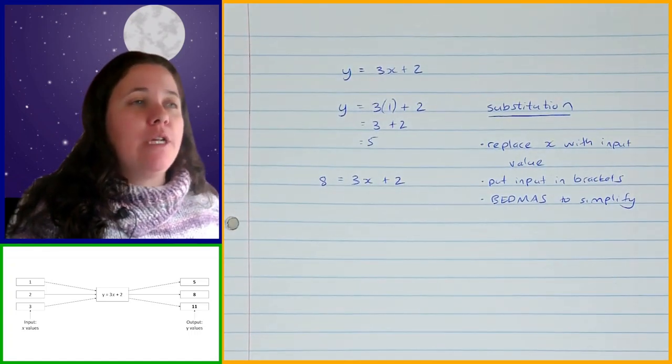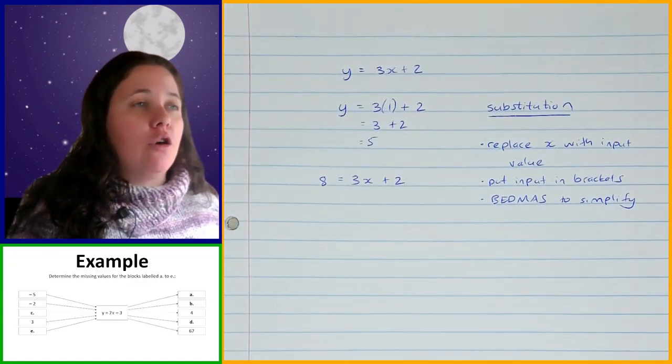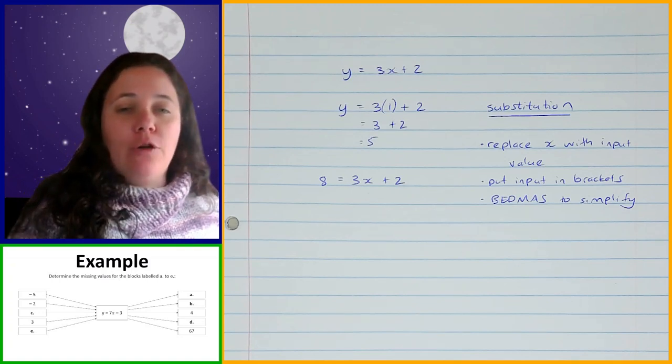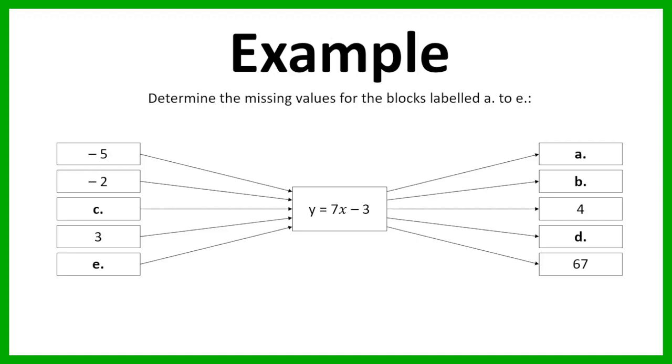Okay, so let's go on to an example that we're going to work on together first. In this example, we have a flow diagram, and in the middle a rule, y equals 7x minus 3, and we've been given certain input values. We have to work out the output values. We've also been given a couple of output values that we have to work out the input values for. Okay, so first we're going to work out a.